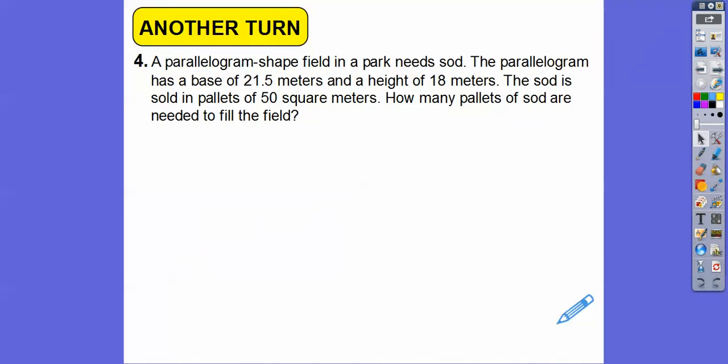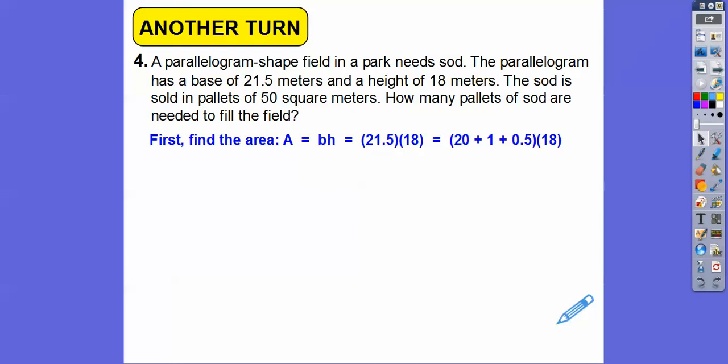So a parallelogram-shaped field in the park needs sod. Sod is grass. The parallelogram has a base of 21.5 meters and a height of 18 meters. The sod is sold in pallets of 50 square meters. So how many of the 50 square meter pallets are we going to need to fill up that park? What we're going to first do is find the area of the whole park. So we're going to multiply base times height. That's our area formula for a parallelogram.